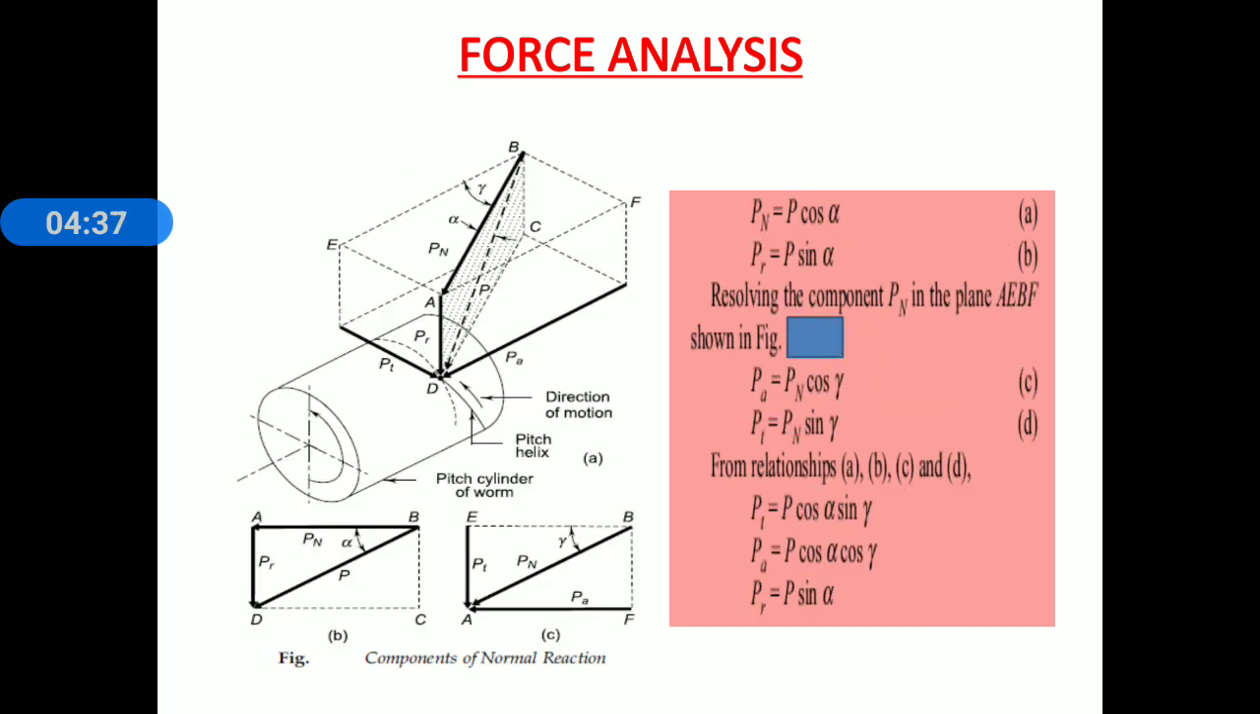Again, everyone carefully observe the figure which is shown on the screen, figure A, figure B and figure C. Figure A: pitch cylinder of worm, pitch helix, direction of rotation. Now in this case, the resultant force P is acting at a point D. Sorry, that resultant force is resolved into three components: tangential, radial, and axial. That is clearly shown in this figure.